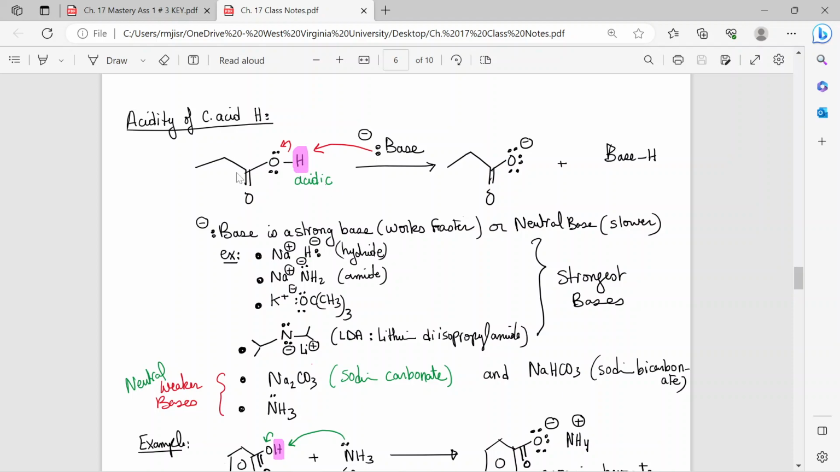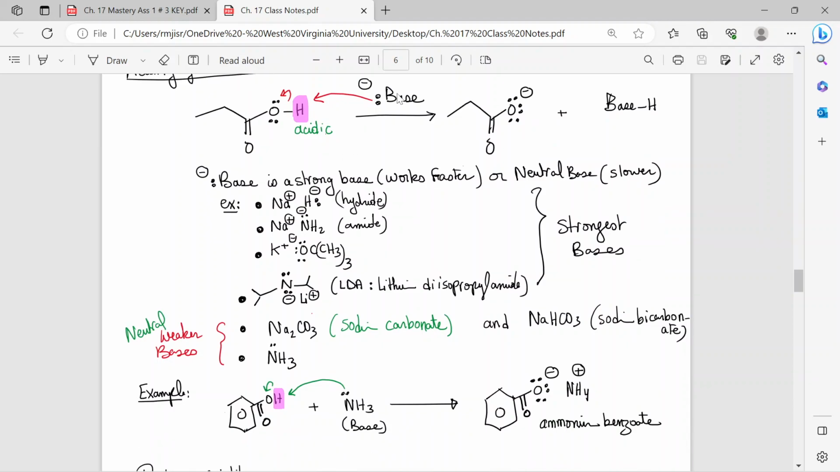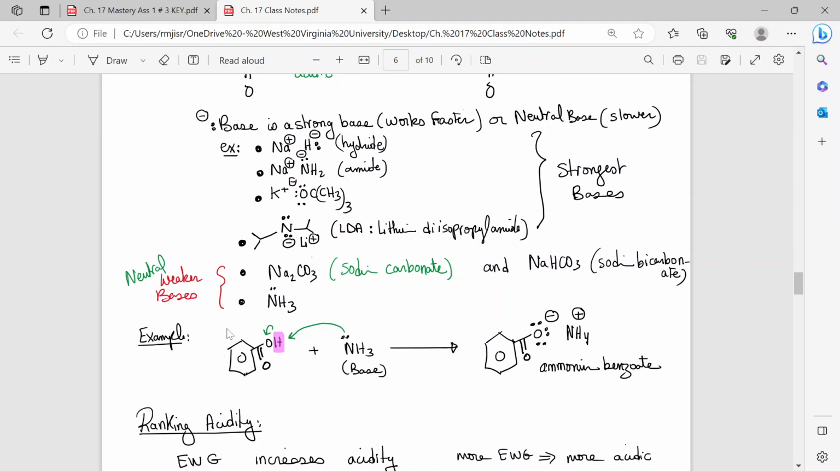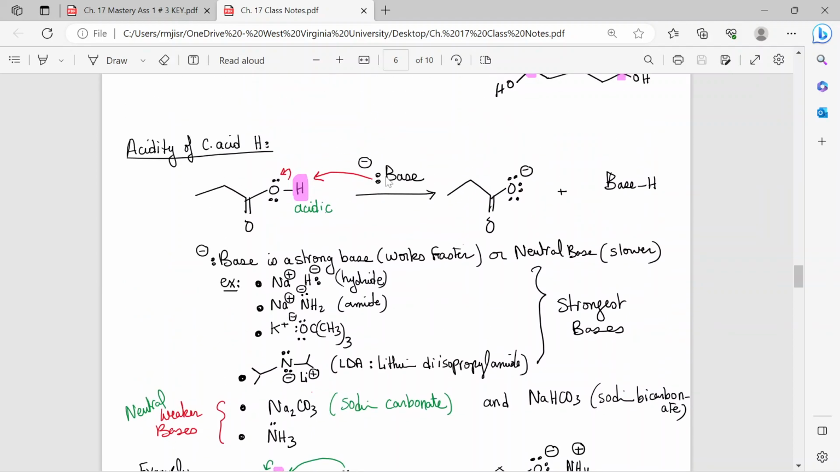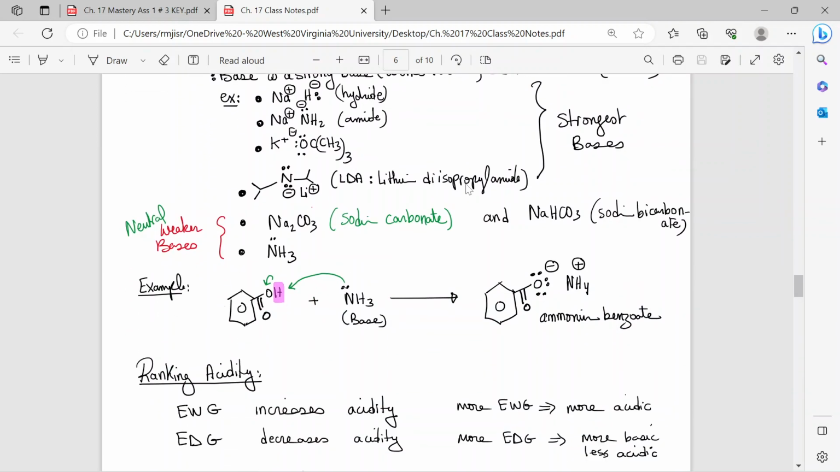The hydrogen in the carboxylic acid is a strong acidic hydrogen. So whether the base is a strong base or a weaker base, that base can come and take that strong acidic hydrogen to get the conjugate base. For example, ammonia or sodium carbonate or sodium bicarbonate, all of those are weak bases, but the reaction can happen.